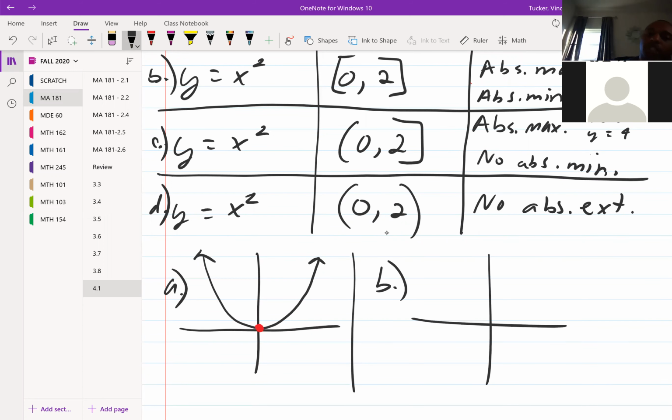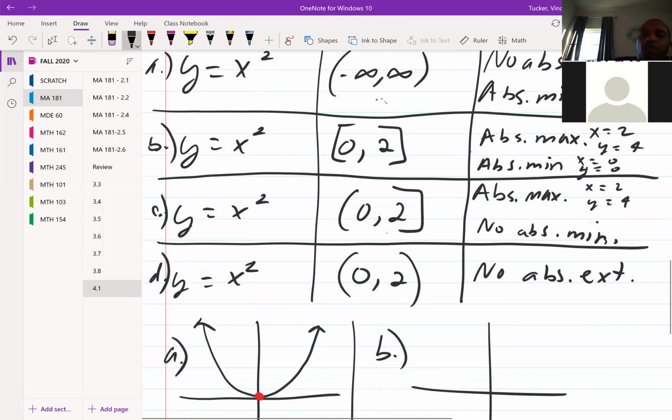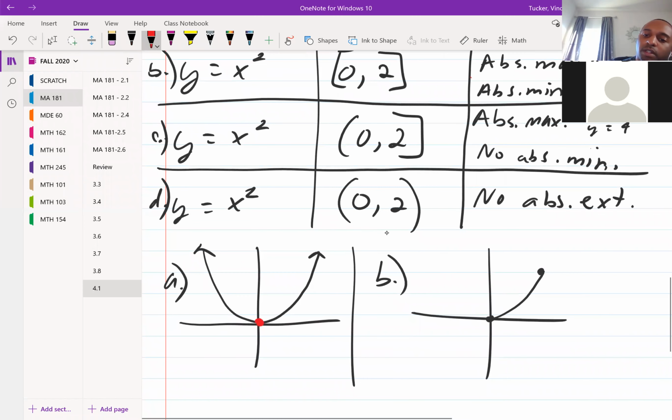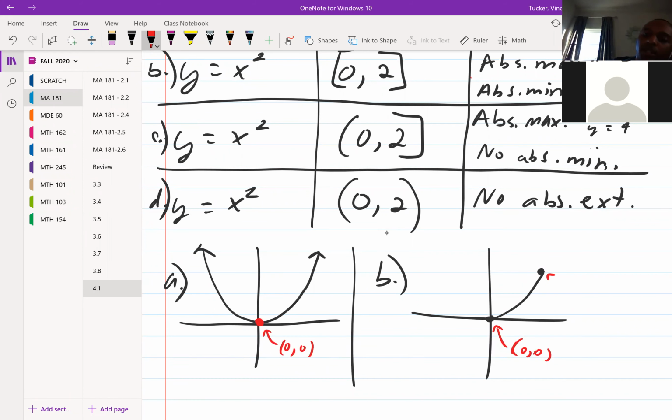All right, so the next one, we're looking at the same parabola, but we're going from 0 to 2. So this point right here, just like we said before, is 0, 0. Just like this point right here is 0, 0. And this point is 2, 4. If you were to plug 2 into the function, 2 squared is 4. Just like if you were to plug 0 into the function, 0 squared is 0. So we have closed circles.